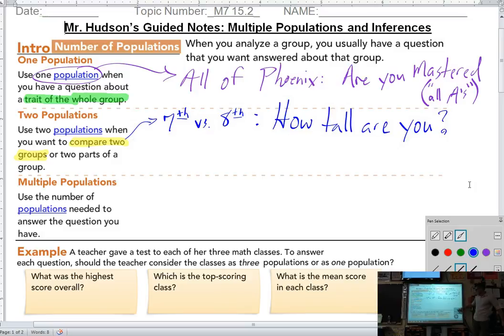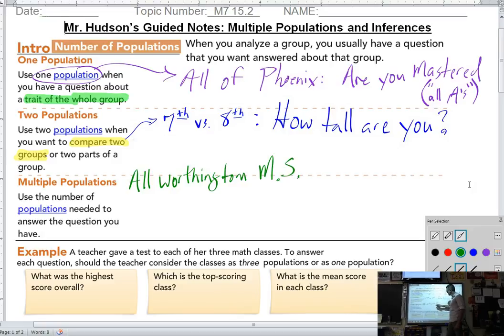And then, multiple populations, I could compare Phoenix 7th grade, 8th grade versus Kilbourne 7th grade, 8th grade versus McCord 7th grade, 8th grade. So our multiple populations here could be all Worthington middle schools.